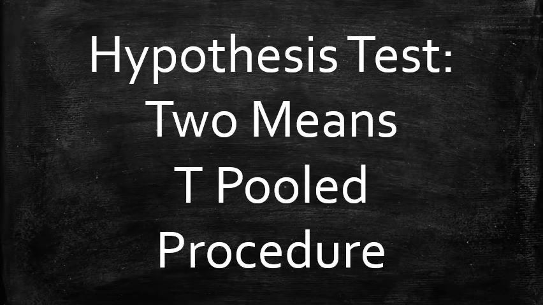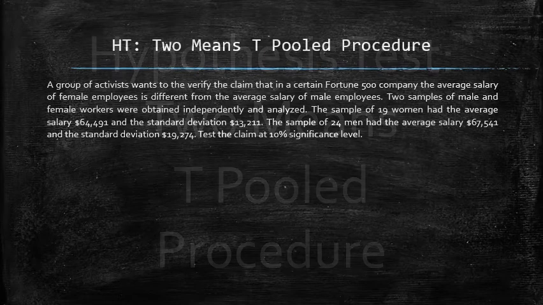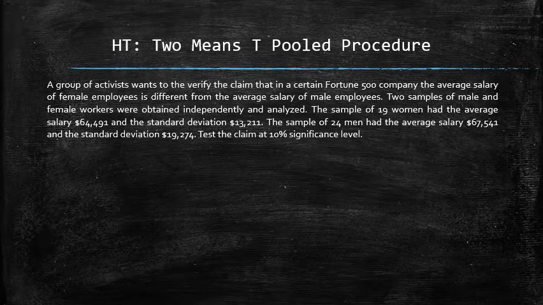Next, I will show you how to apply the two means t pooled procedure to test a statistical claim about two population means when population standard deviations are unknown. Consider the following example. A group of activists want to verify the claim that in a certain Fortune 500 company, the average salary of female employees is different from the average salary of male employees. Two samples of male and female workers were obtained independently and analyzed.